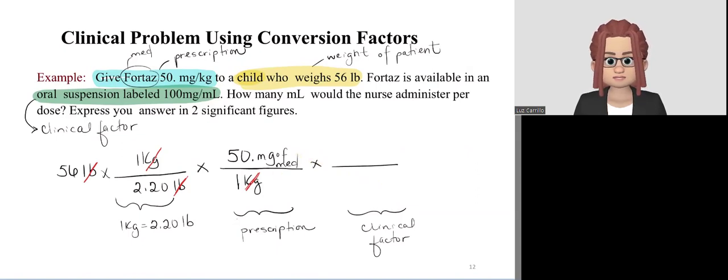So our clinical factor is going to be used as a fraction by writing 100 milligrams of medication corresponds to 1 milliliter of the medication. When we do that, our milligrams of medication are going to cancel each other.